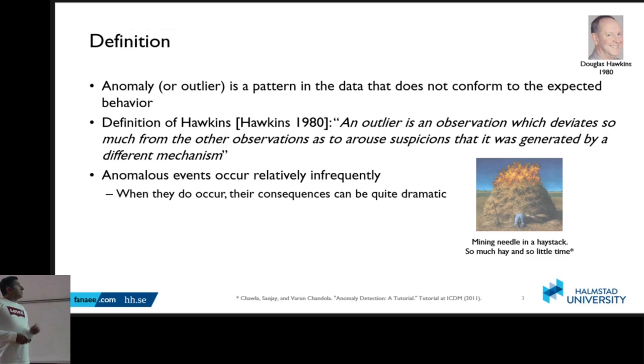So the definition of anomaly detection: an anomaly is a pattern in the data that does not conform to the expected behavior. But I like more the definition of Hawkins, saying that an outlier is an observation which deviates so much from the other observations as to arouse suspicions that it was generated by a different mechanism. So anomaly detection is like searching for a needle in a haystack, where you have a shortage of time, and the haystack is burning. It doesn't happen frequently, but if it happens, it can be quite dramatic.